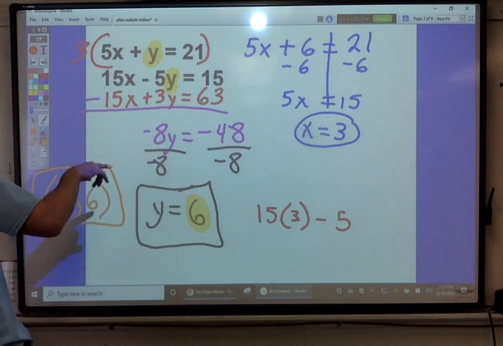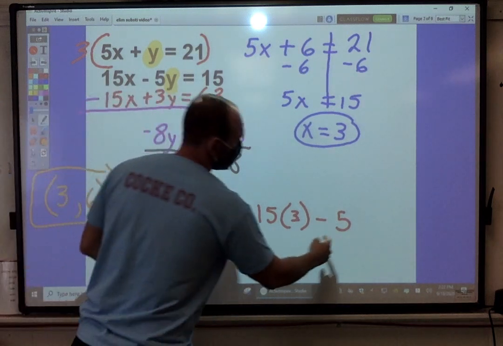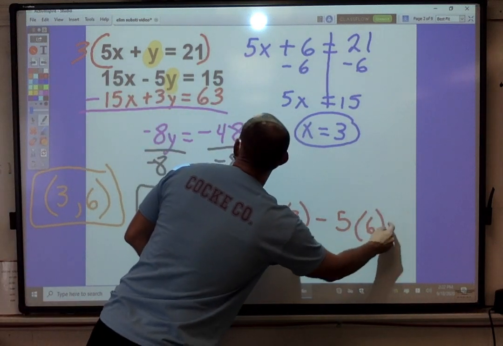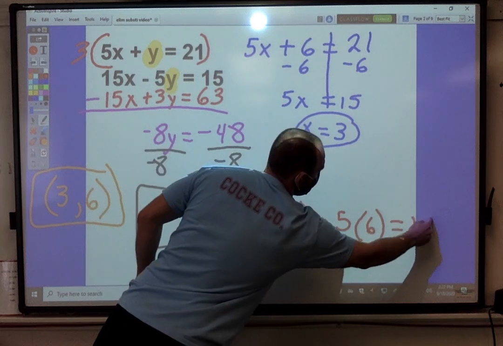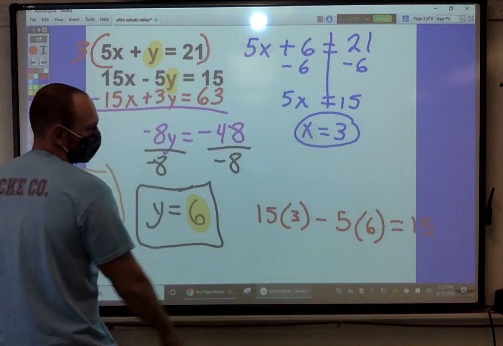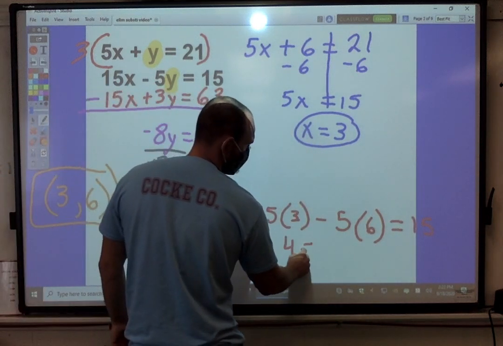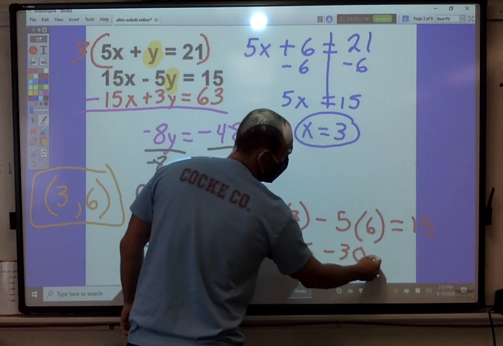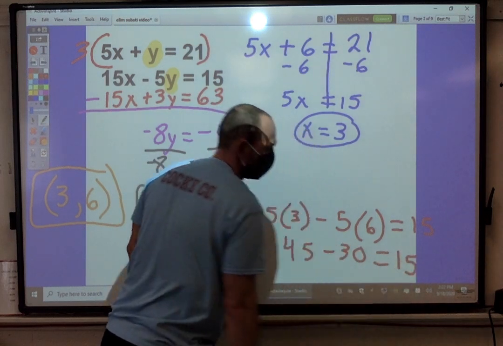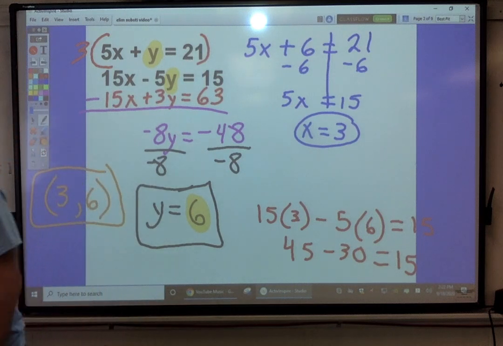I get it right. So y is 6. And when I work that out, I should equal 15. So that's 45 minus 30. Does that equal 15? That's right. You know we do that.